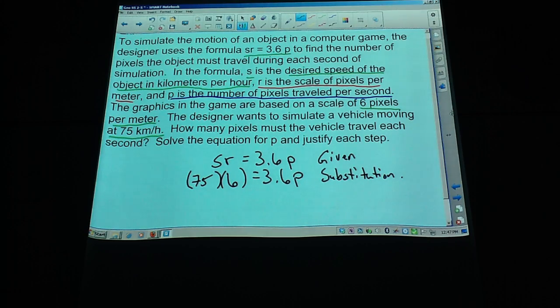So now I need to multiply. It looks like 75 times 6. So I'm going to come up here real quick and multiply that out. So it looks like 450 would be multiplying that out. Now I need a justification for that. When I'm just multiplying two things that are given to me or I substituted in there, all I'm going to use for the justification is simplify.